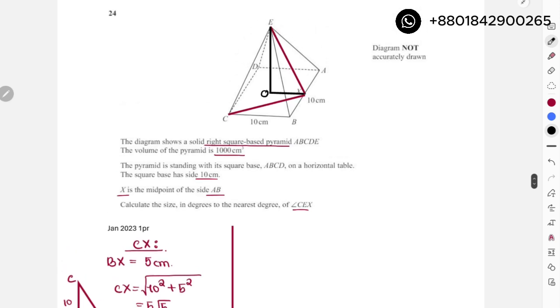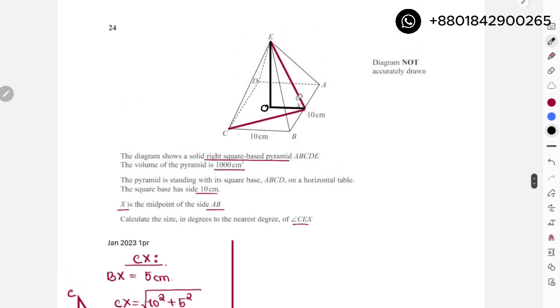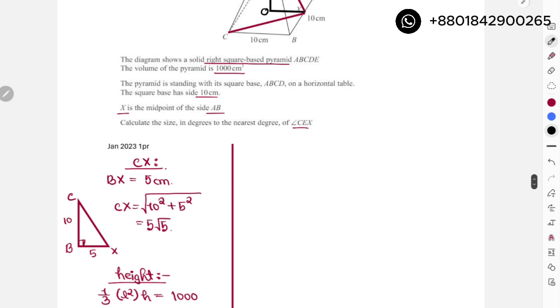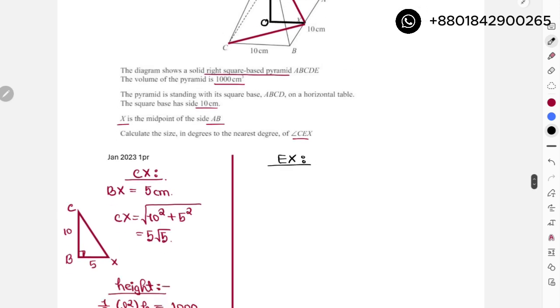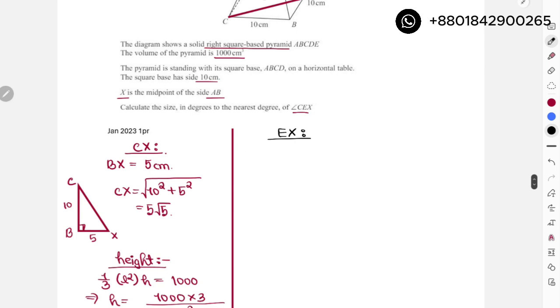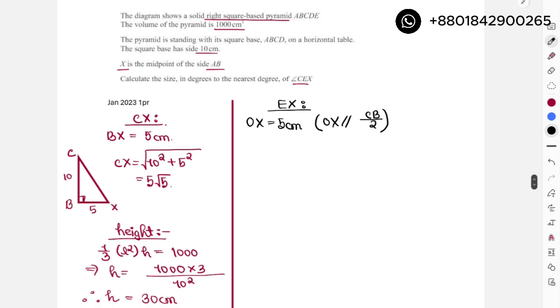Height is already known, so we can easily use Pythagoras theorem to find out this EX now. So I'll do the working again for the EX now. For EX we have OX as 5 centimeters, because I'm saying OX is parallel to CB but half of CB. So OX is parallel to CB divided by 2, right? Whatever the length of half of CB was, OX is parallel to that, that's why they have the same length. And now I will focus on the triangle EOX.